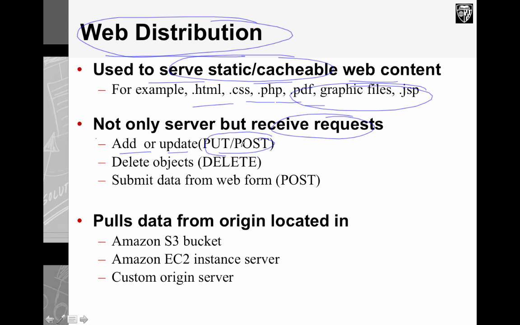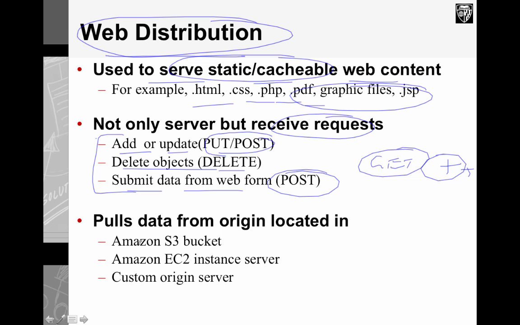If you recall, put or post is used to update the content. These are HTTP methods. So when a person in Tokyo posts a form, it can go from client to the Edge site, and from Edge site, it can travel back to your site. You can also delete the objects. So as you can see, they support other than get. They support more than that. So it's get plus plus now. The web distribution can pull data from origin, located in Amazon S3 bucket, located in Amazon EC2 instance server, or a custom origin server.